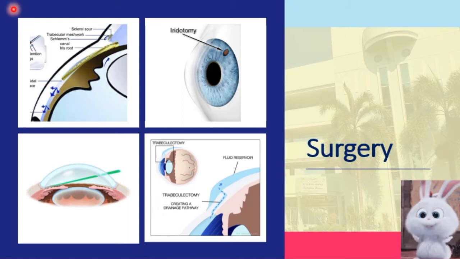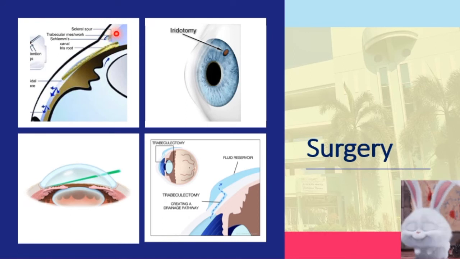Now, surgery. So class, there are different kinds of surgery that could be done for this patient. Okay, so one is your trabecular meshwork. Let's proceed, class, again to the surgery. So trabecular meshwork. Class, what happens here? Remember, this is your trabecular meshwork here. So class, your trabecular meshwork is the one responsible for draining most of the aqueous humor.